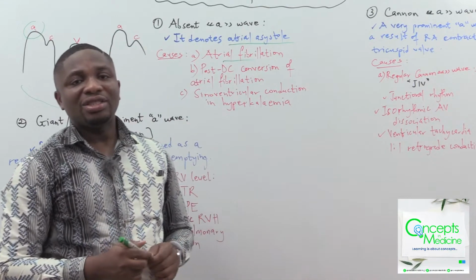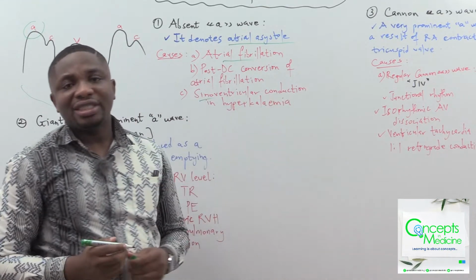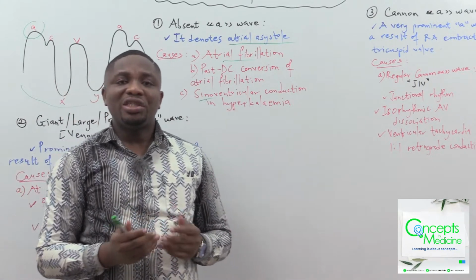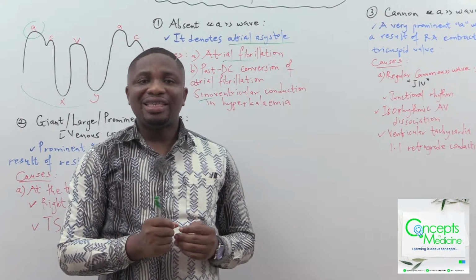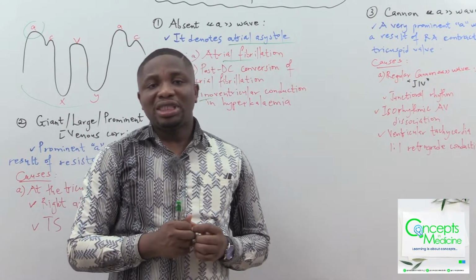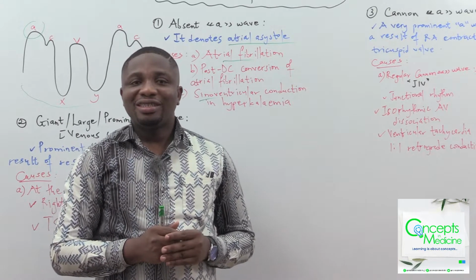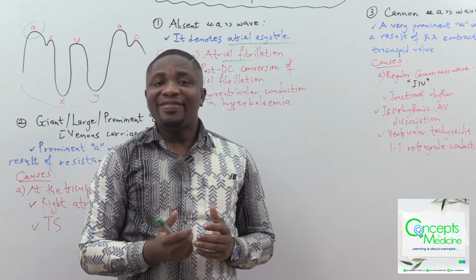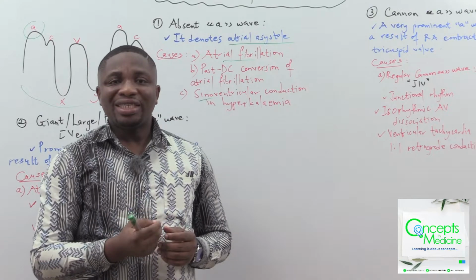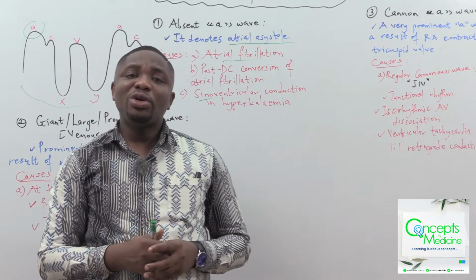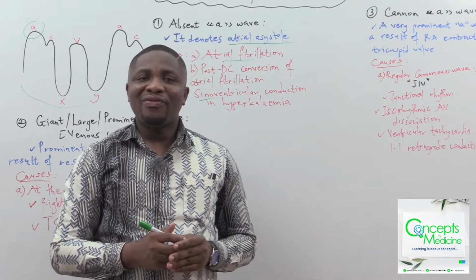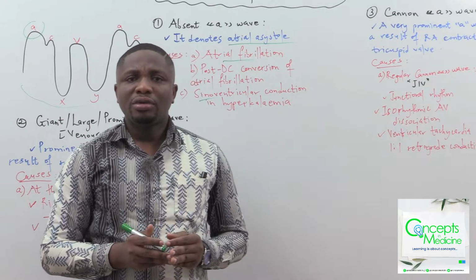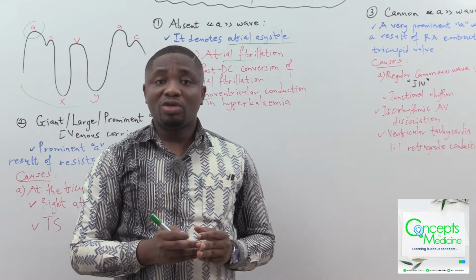Then finally, the last cause will be the sinoventricular conduction in hyperkalemia. Now let me explain this to you. When we say sinoventricular conduction, it simply means that the sinoatrial node is able to generate impulses, but these impulses do not spread through the atria, and by so doing the atria is unable to contract. But once again, the impulses generated by the sinoatrial node are conducted via routes to the atrioventricular node, and furthermore to the ventricles, where the ventricles will be contracting.